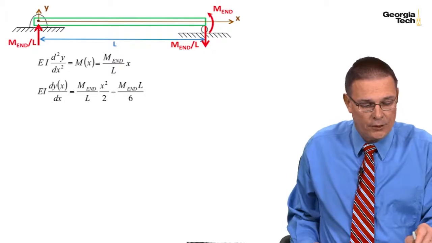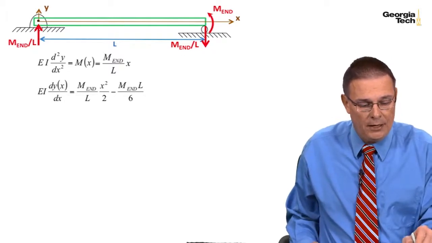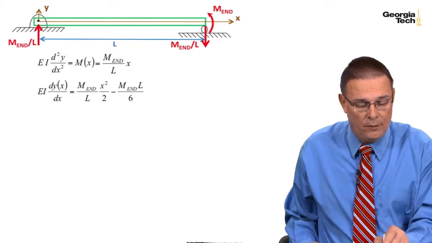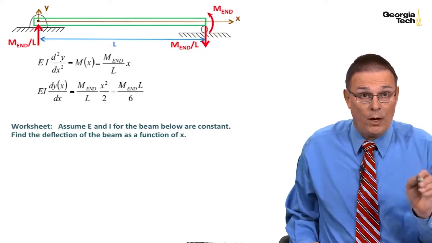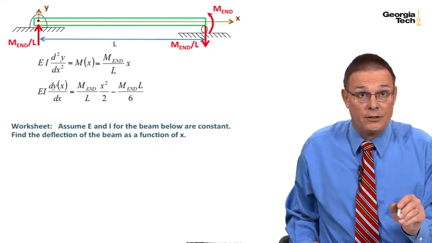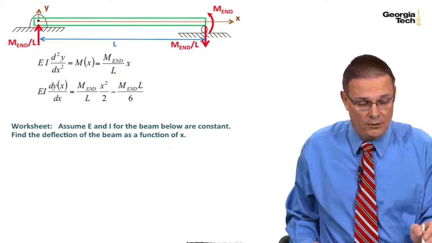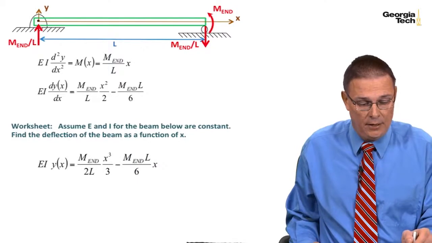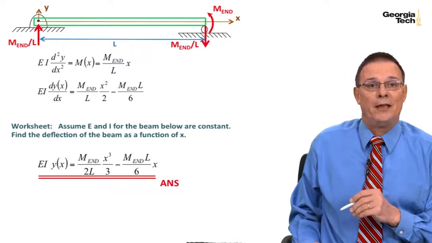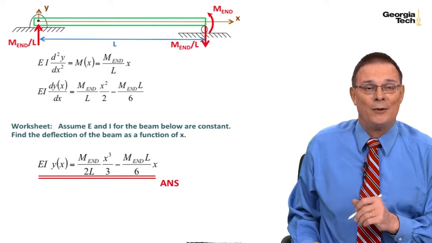Here's our expression for the slope now, EI dy/dx equal to this, and then this is C1. But as our worksheet solution, we want to find the deflection of the beam as a function of x, so we integrate, and we find that this is the equation for the deflection. And so that's our answer. We'll see you next time.